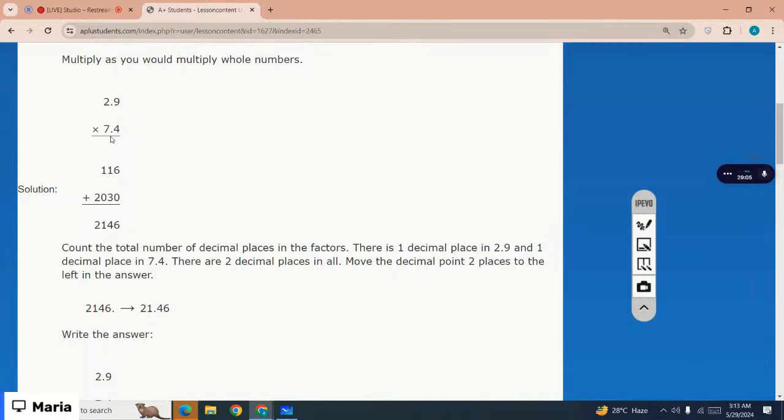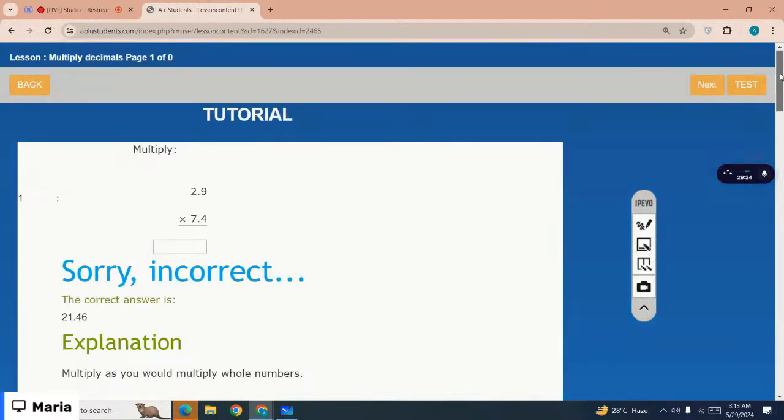You have to look at the digits in both numbers. For the first one, you have the decimal point after one digit, and for the second one, after two digits. So that means you have two decimal places, so the answer is 21.46. So when you multiply decimals, multiply them like whole numbers and put the decimal point at the end. Let's just start with the test questions.